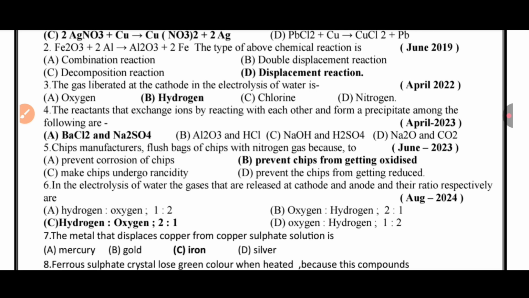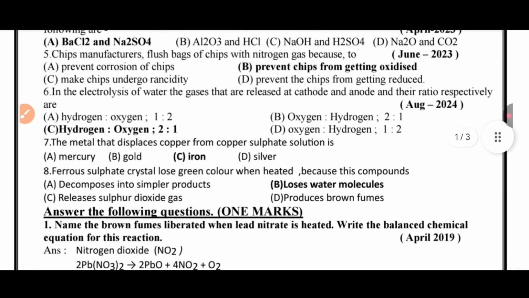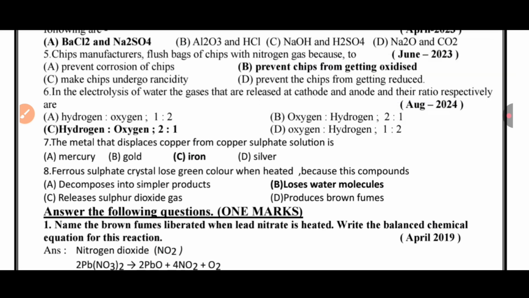Next question. In the electrolysis of water, the gases released at cathode and anode and their ratio respectively are: hydrogen oxygen 1:2, oxygen hydrogen 2:1, hydrogen oxygen 2:1, oxygen hydrogen 1:2. The correct answer is hydrogen oxygen 2:1. Next question. The metal that displaces copper from copper sulfate solution is: mercury, gold, iron, silver. The correct answer is iron because mercury, gold and silver are less reactive than copper.